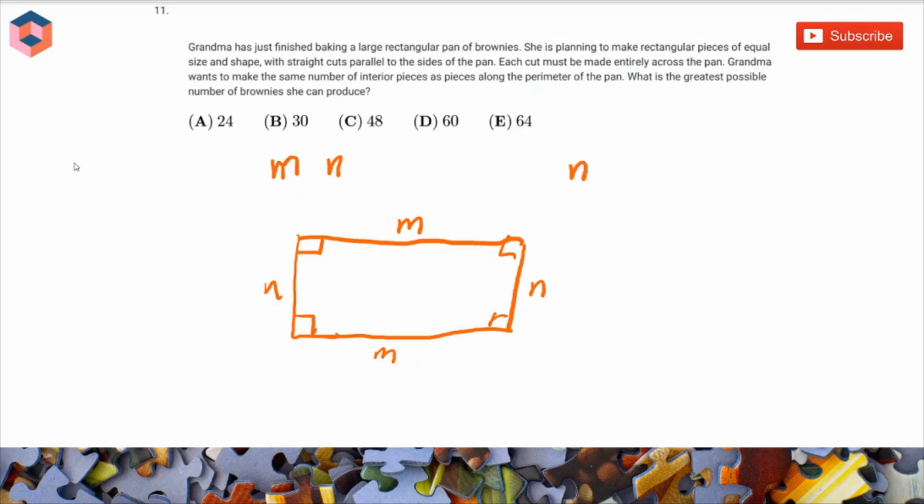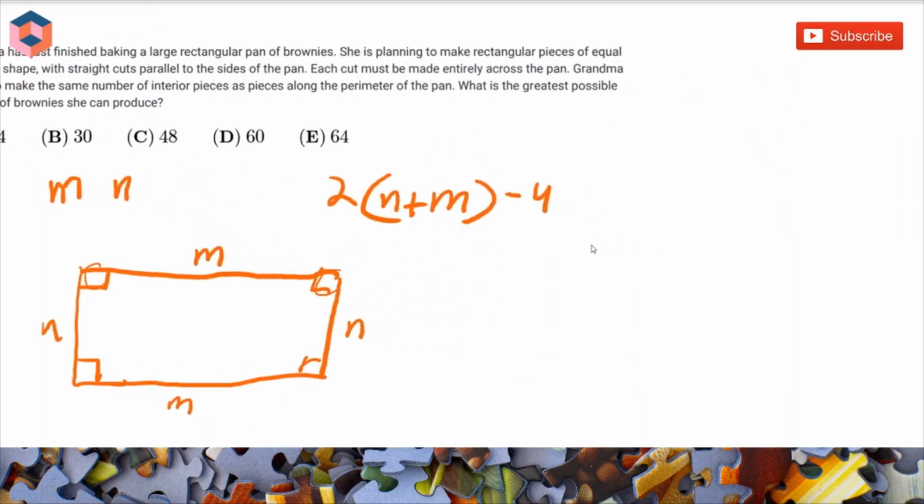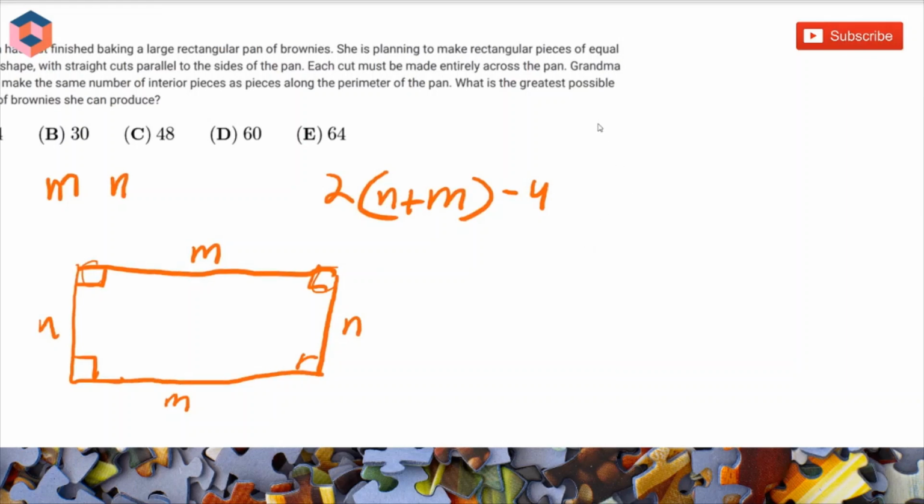So what we have is the perimeter is just n plus m times 2. And then since we counted these 4 corner brownies twice, we have to subtract each of them once. So we get 2 times (n plus m) minus 4. And this is equal to, since the number of brownies inside is equal to this number, this is equal to the total thing divided by 2. And the total number of brownies is n times m, divided by 2.